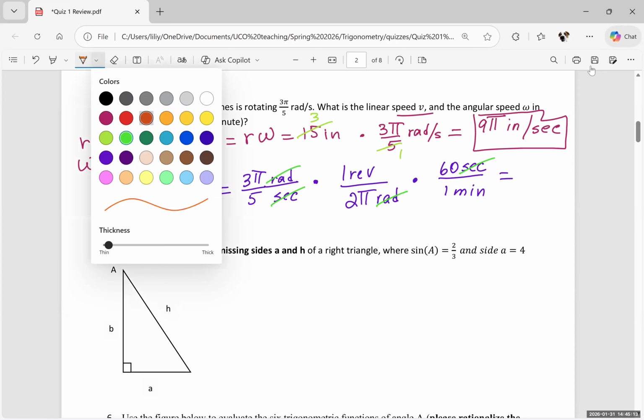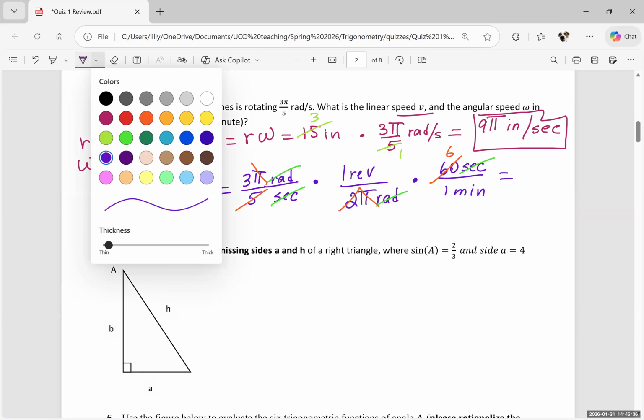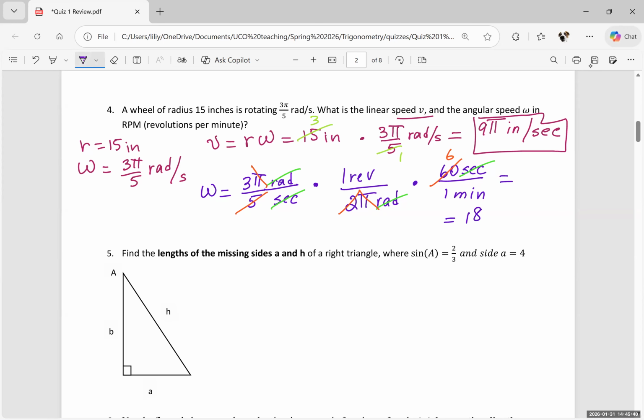Now let's look at the numbers. We have 5 times 2, that's 10, and 60 is divisible by 10. So I'm going to get rid of the 5, get rid of the 2, and that would be 6 right here. The pi's go away, pi and pi. So all I have left is 3 times 6 on the top, which is 18 revolutions per minute. RPM.